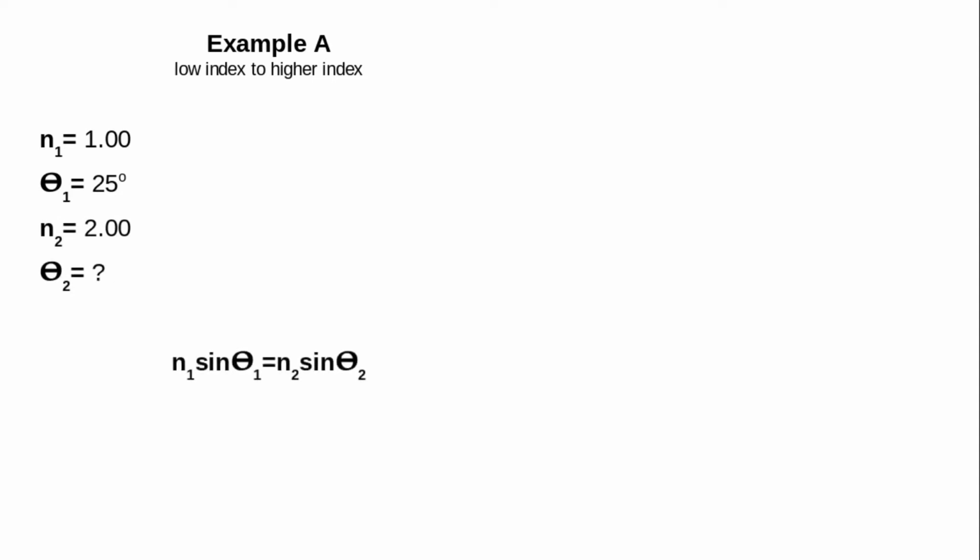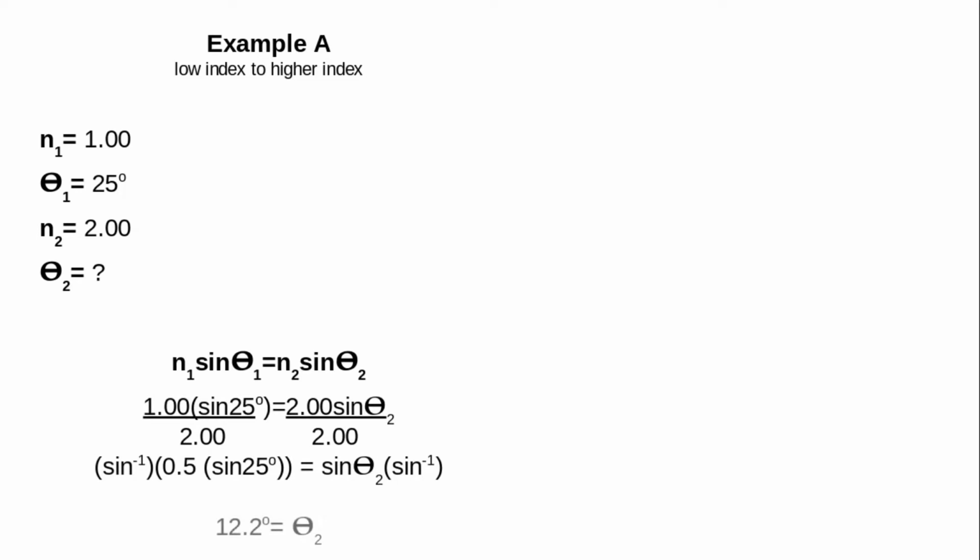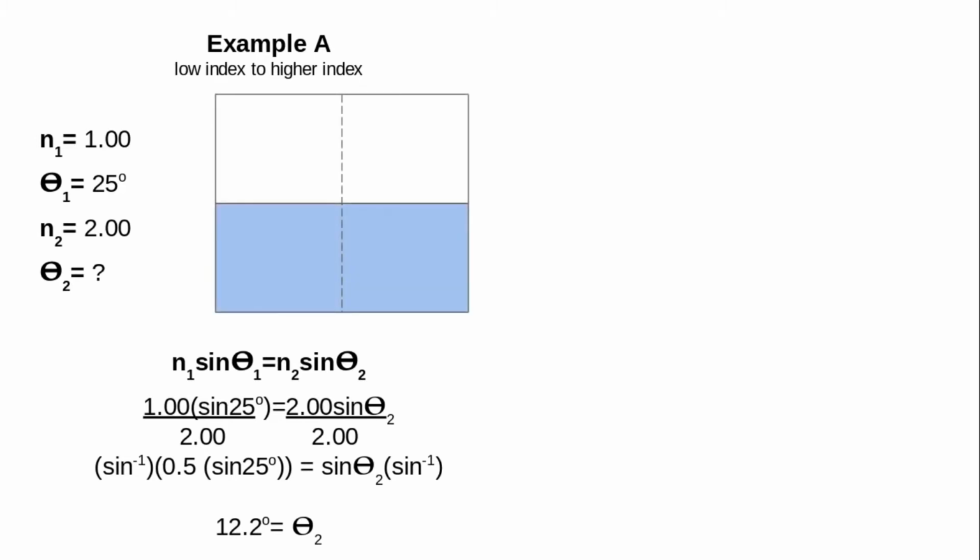As an example, this shows a low index to a higher index of refraction. n1 is 1, theta 1 is 25 degrees, n2 is 2, and theta 2 is what we are looking for. Starting with Snell's law, we plug in some numbers, divide both sides by 2, take the arc sine of both sides, and come up with a 12.2 degree angle for theta 2. And that's what we're looking at right here in this diagram. You can see the angle is refracted.